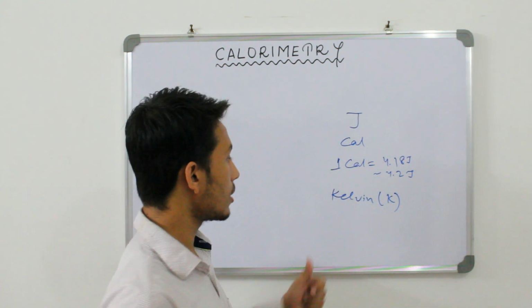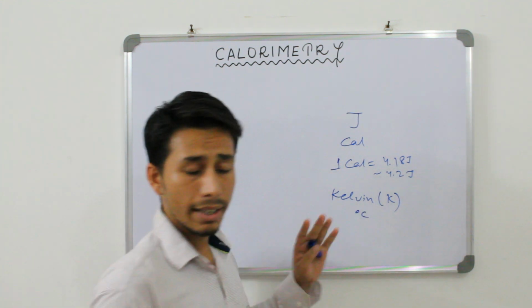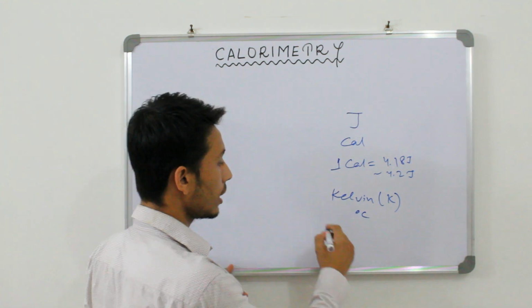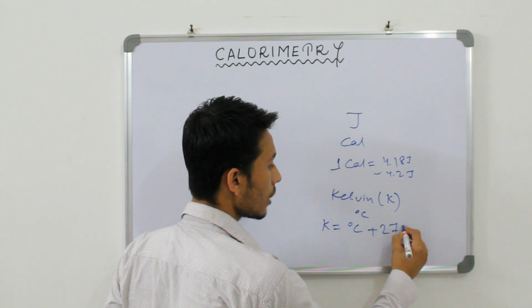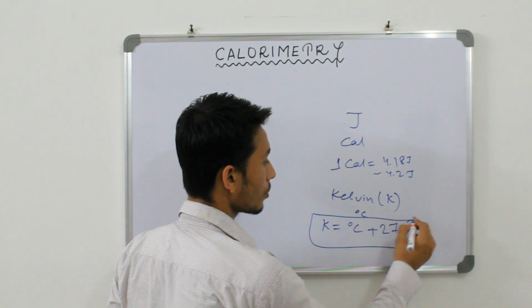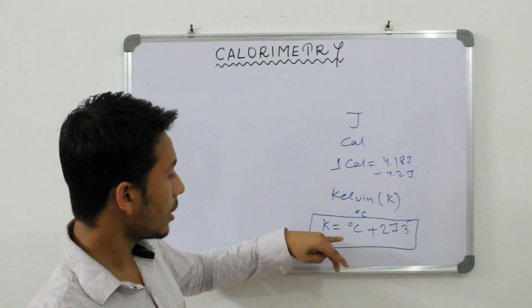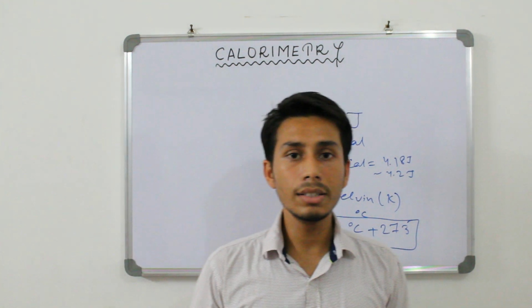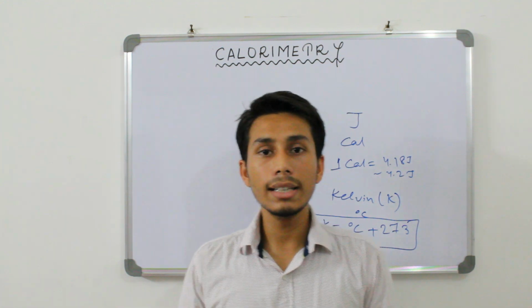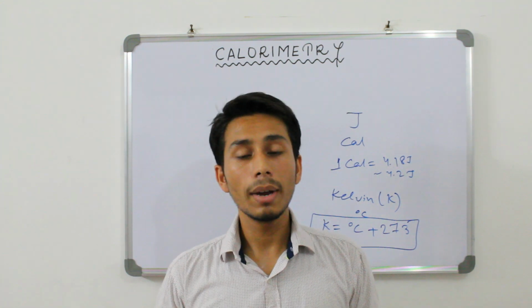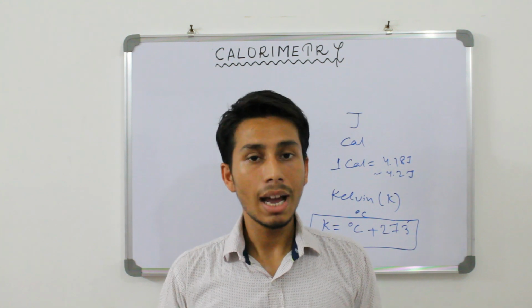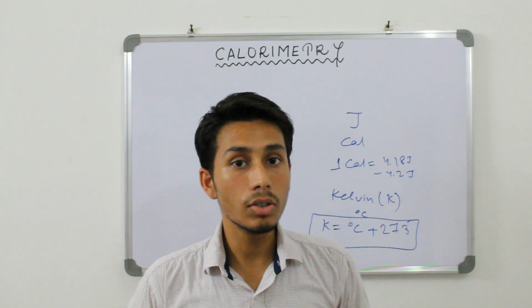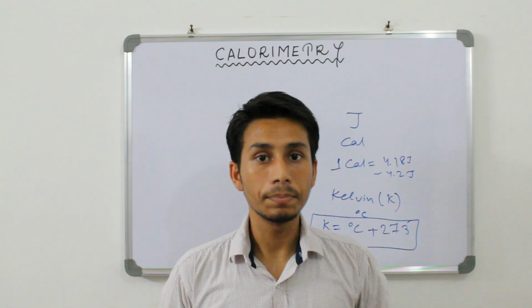It too has a different system, that is degree centigrade, and the relation between them is Kelvin equals temperature in degree centigrade plus 273. Now, there is a term related to the Kelvin scale, that is 0 Kelvin, which is called the absolute scale of temperature, because at that temperature all the molecular motion ceases and it is equal to minus 273.15 degree centigrade.